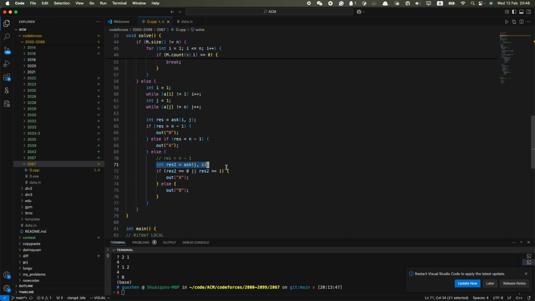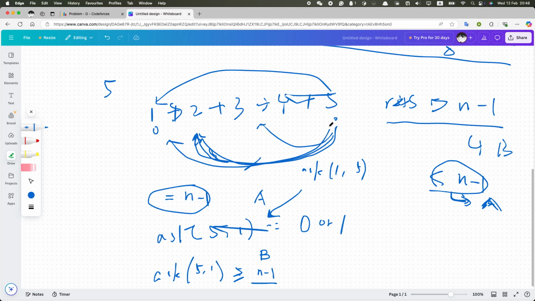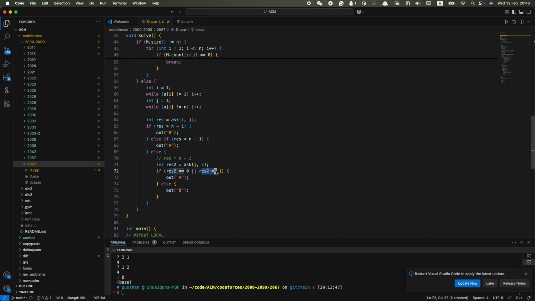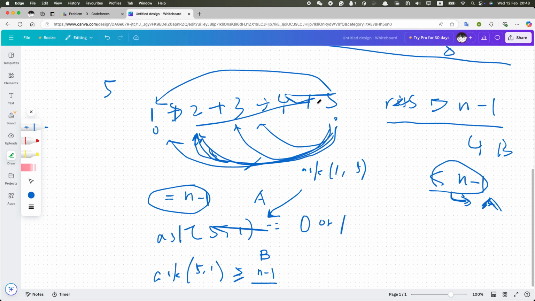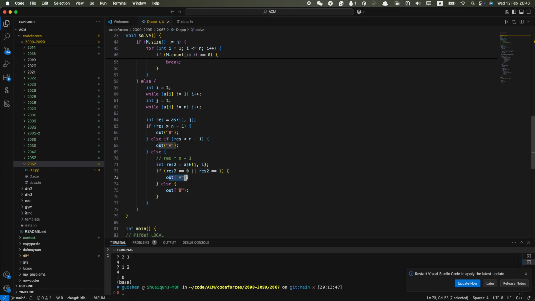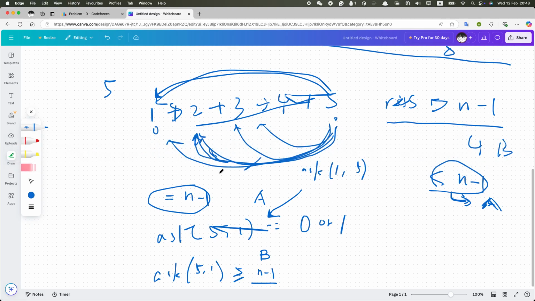Else we can ask another query j and i. If the response equals 0 or 1, 0 means the edge from j to any other numbers does not equal i, and if the response is 1, that means the edge is from j to i. So we can output A, else output B. Yeah, that is the code.